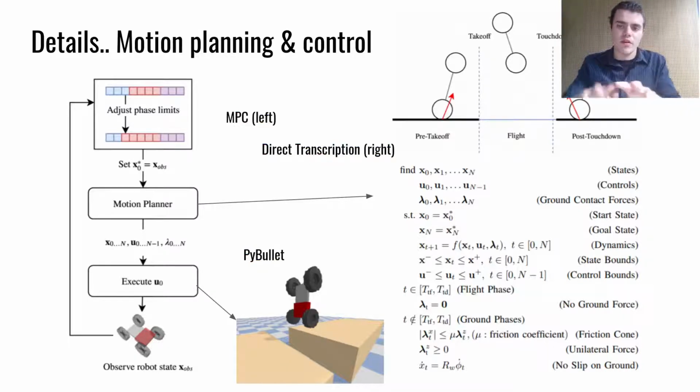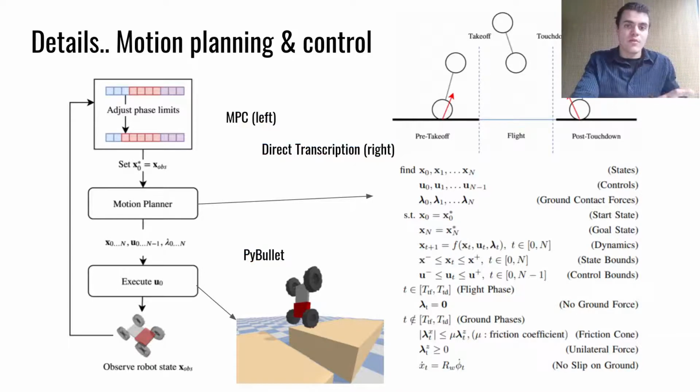So we have pre-takeoff, takeoff, flight, and touchdown. We pre-specify the duration of those phases, and we have the traditional constraints in the different phases. In the air, there is no ground force, and while on the ground, we have friction cone constraints as well as unilateral constraints, that is no pulling on the ground, as well as no slipping. So we took this transcription formulation and used it in the model predictive controller to execute it in simulation.